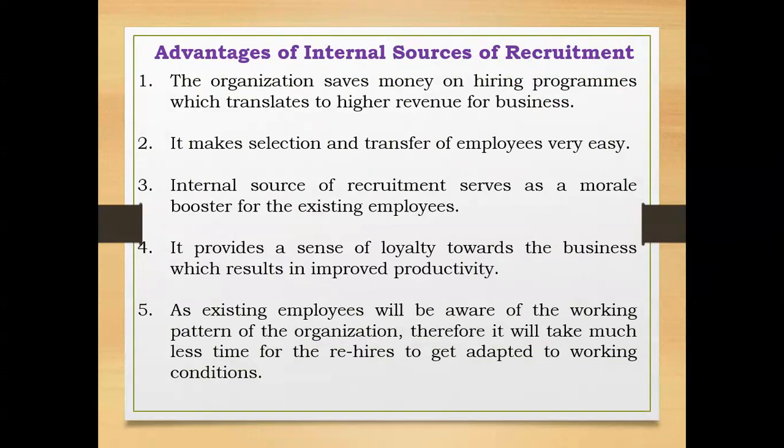What are the main advantages? As I mentioned, the organization saves money and makes selection and transfer of employees very easy. It increases morale and is also a booster for the existing employees, and it provides a sense of loyalty towards the business, which results in improved productivity. They are also aware of the working pattern, culture, and conditions of the organization very well. If they go for an outside employee, it takes much time to adapt to the organization. Therefore, it will take much less time for the rehires to get adapted to the working conditions.